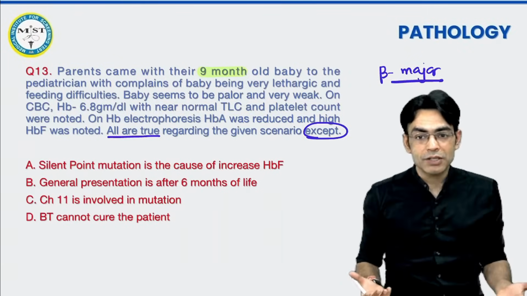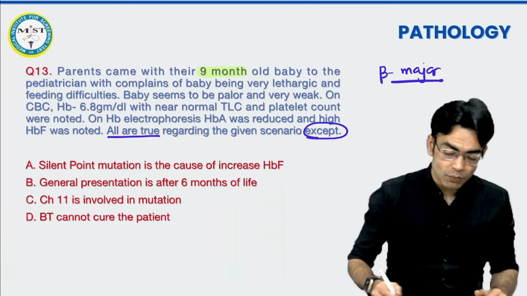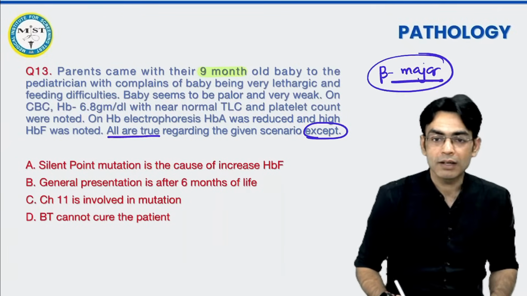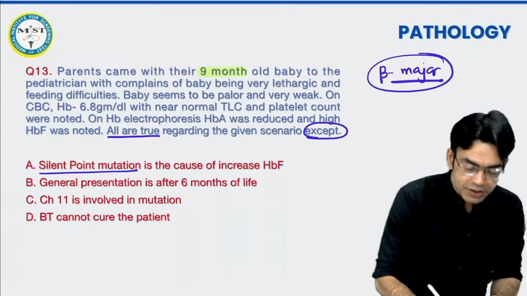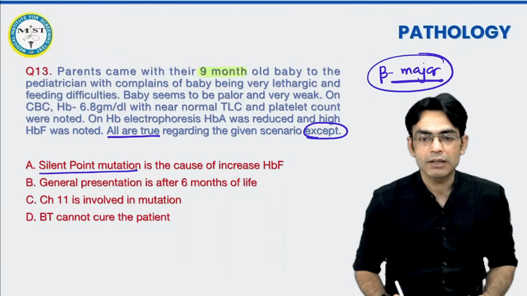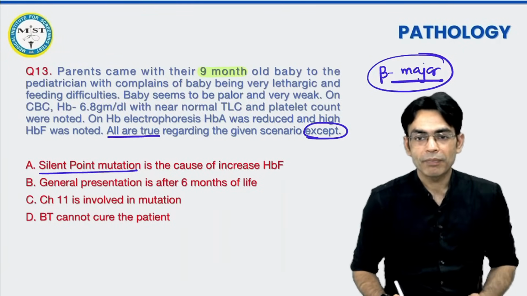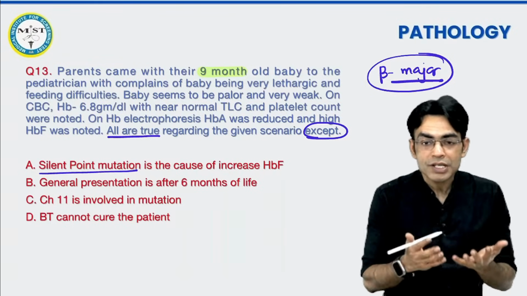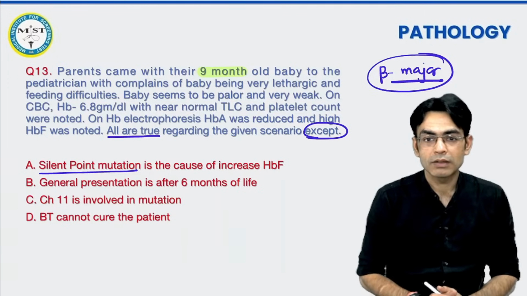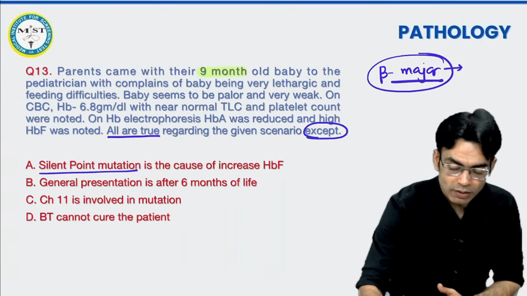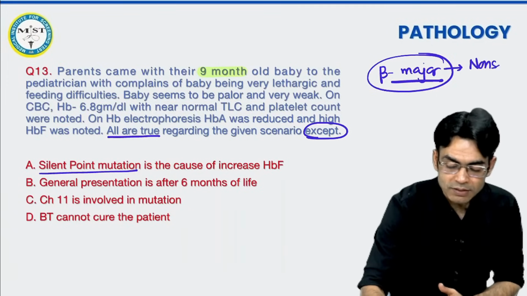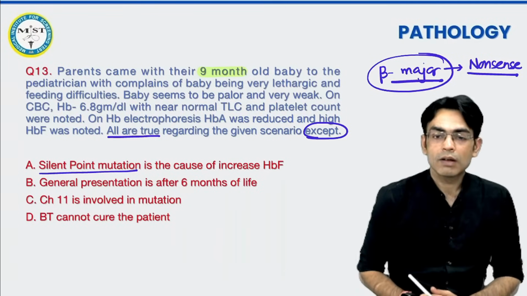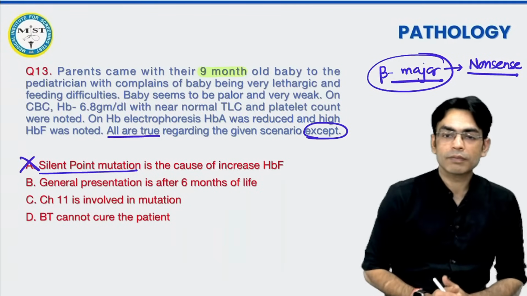In beta thalassemia major. Wherever we have thalassemia, is this a silent point mutation? That is Manmohan Singh, silent PM. So this is not it. What is the pathogenesis for beta major? In beta major it is nonsense. So this is a wrong statement.